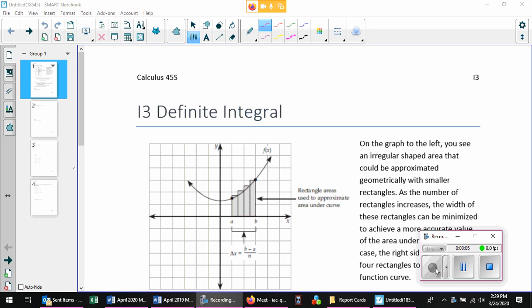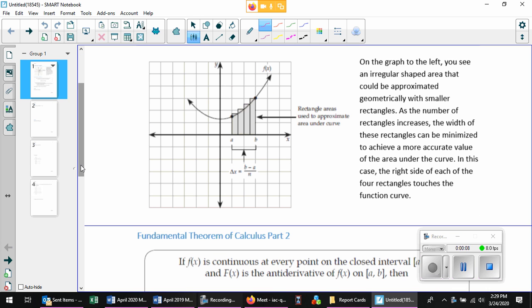Okay, so we did this before. We talked about the area under the curve. The last time we looked at this, the parabola was the wrong way around.